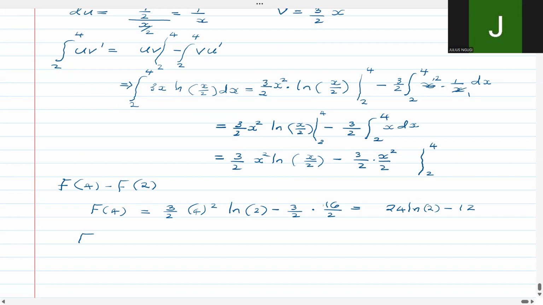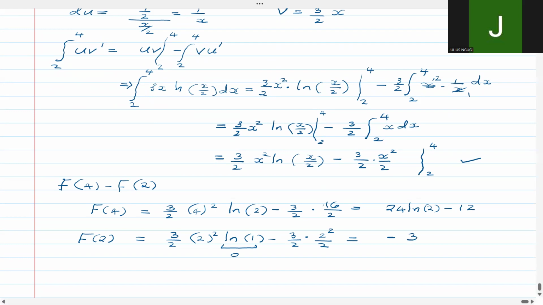Let's find F at 2. So substituting 2 in this function, you have 3 over 2. Where you have x, you put 2, so square 2. Then ln of 2 divided by 2, that's ln of 1, minus 3 over 2 multiplied by 2 squared, then divided by 2. Don't forget that ln of 1 equals 0, so that part becomes 0. So you have 0 minus 3 times 4 divided by 4.